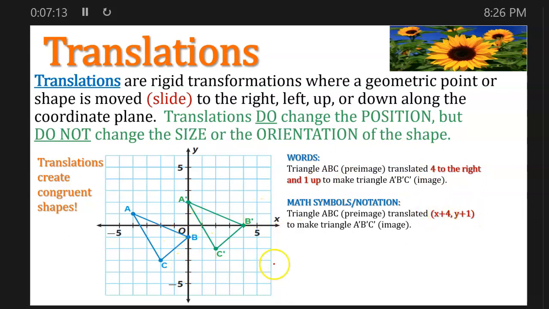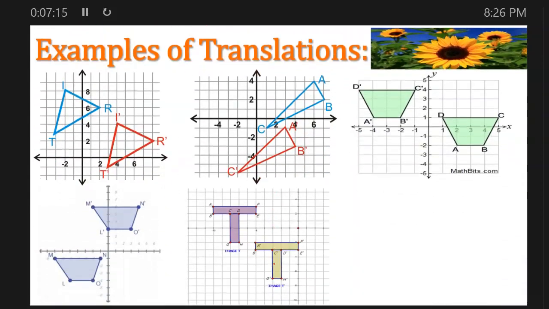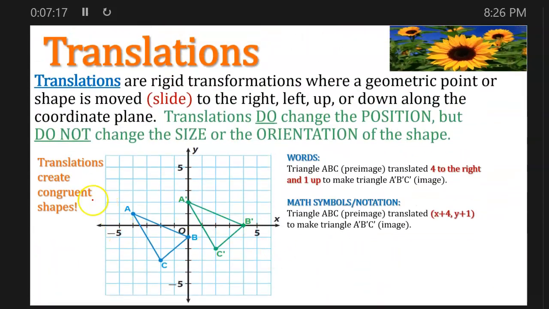So what that means is if I take these points A, B, and C and list those coordinate points, and add a 4 to all of the x's and then add a 1 to all of the y's, I'm going to end up with this A prime, B prime, C prime point. Let's try one, just to see what I'm talking about.